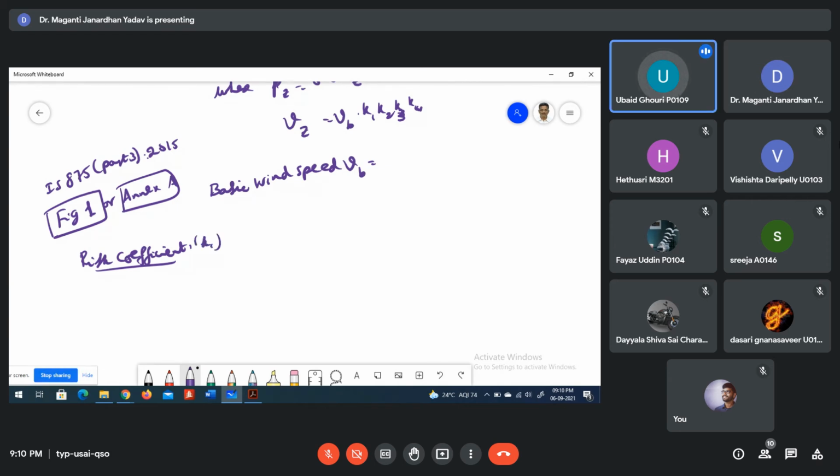50 meters per second. It is approximately equal to 180 kmph. We convert that to kilometers per hour. Risk coefficient K1.